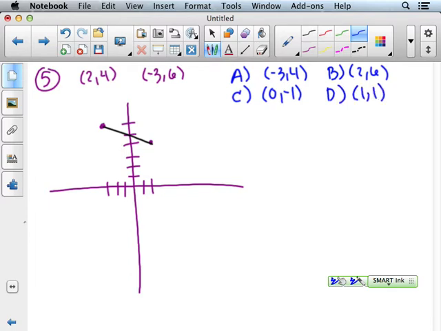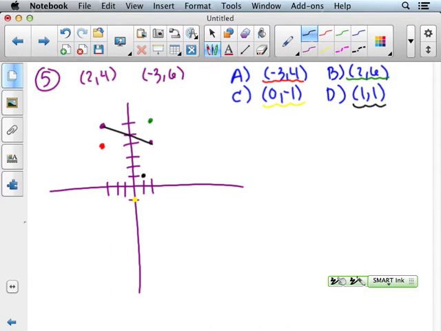So let's start out, I'm going to use red here. So negative 3, 4, 1, 2, 3, 4. So I'll be right here. We'll do this one in green. 2, 6, I'd be here. 0, negative 1 is here. And on my left one will be black. And 1, 1 is here.